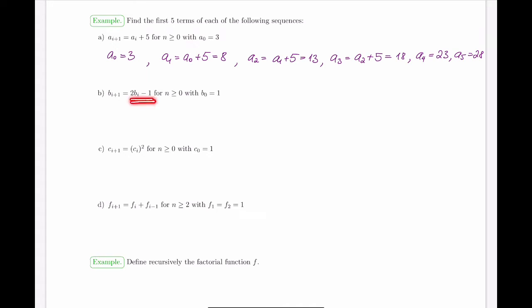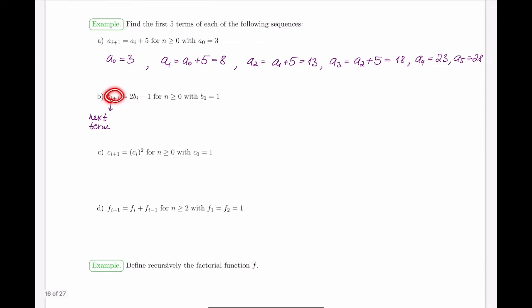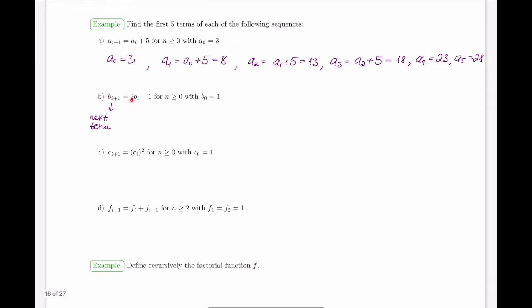Next up, we have this recursive formula. Let's try to do this verbally, where we try to think of what the rule actually is. So the next term, let's maybe subscript them. This is the next term. So the formula says that the next term is equal to 2 times the current term, which is BI, minus 1. And I'm starting with 1. So B naught is 1.